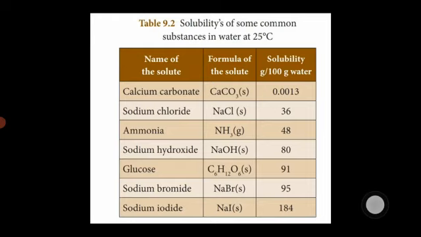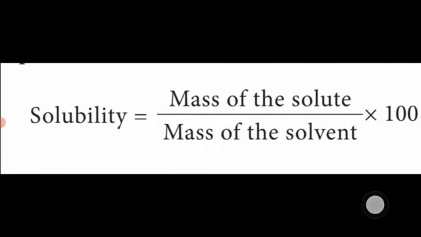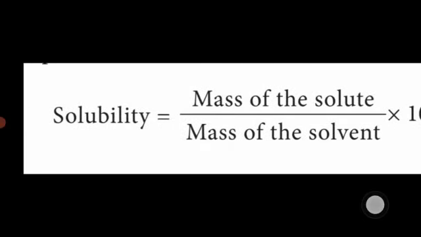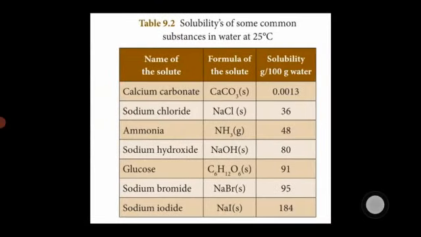Already we know the formula: mass of solid divided by mass of solvent. The masses of solid are 0.0013, 36 grams, 48 grams, 80 grams, 91 grams, 95 grams, 184 grams. These are the solids dissolved per 100 grams of water, and we get the solubility to form a saturated solution.